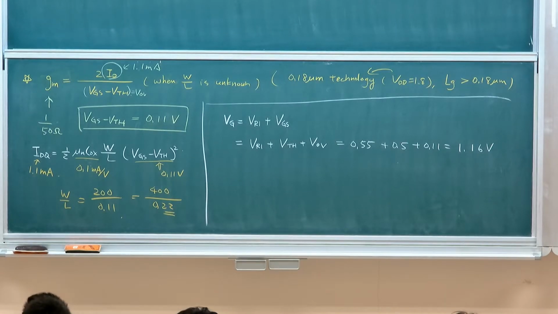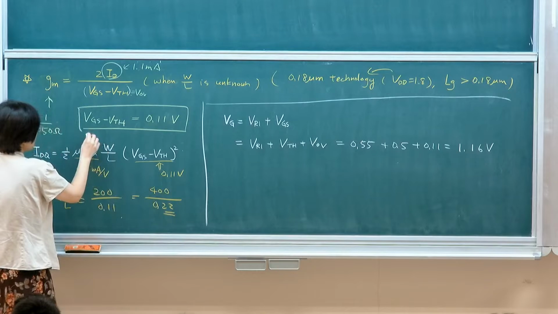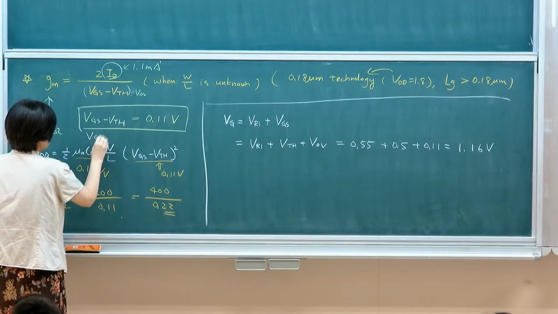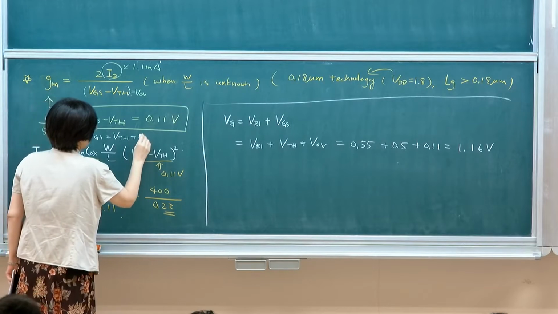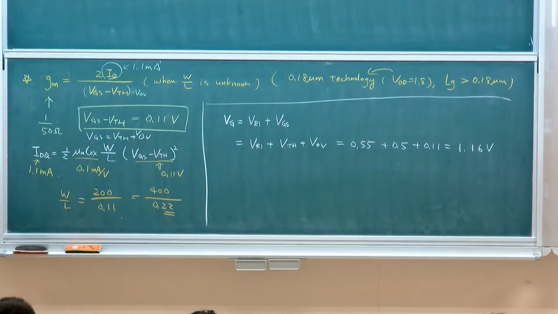Let me fix my mic again. Good? So I'm just summing up all the biasing voltages. This is VGS. So it's overdrive plus a threshold, right? VGS is, let me write it down. In this case, VGS equals threshold plus the overdrive, VOV. Okay? Yes?